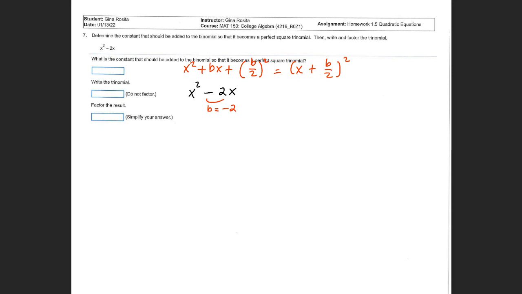So now what next? Yes, b over 2 squared. Plug in now: change b to negative 2. Negative 2 over 2 squared. So the answer is negative 1 squared, and the answer is 1.